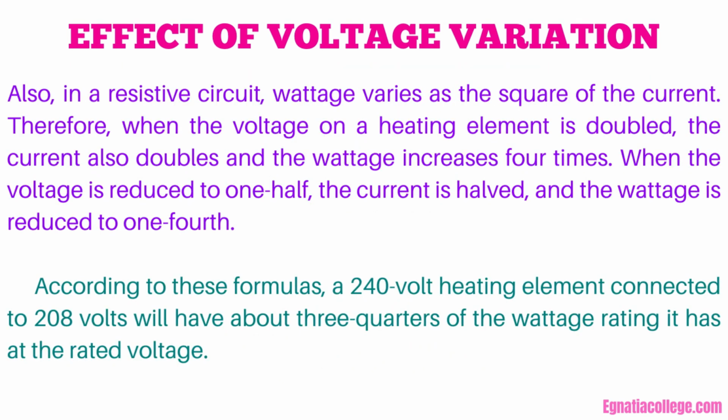Also, in a resistive circuit, wattage varies as the square of the current. Therefore, when the voltage on a heating element is doubled, the current also doubles and the wattage increases 4 times. When the voltage is reduced to 1/2, the current is halved, and the wattage is reduced to 1/4. According to these formulas, a 240-volt heating element connected to 208 volts will have about 3/4 of the wattage rating it has at the rated voltage.